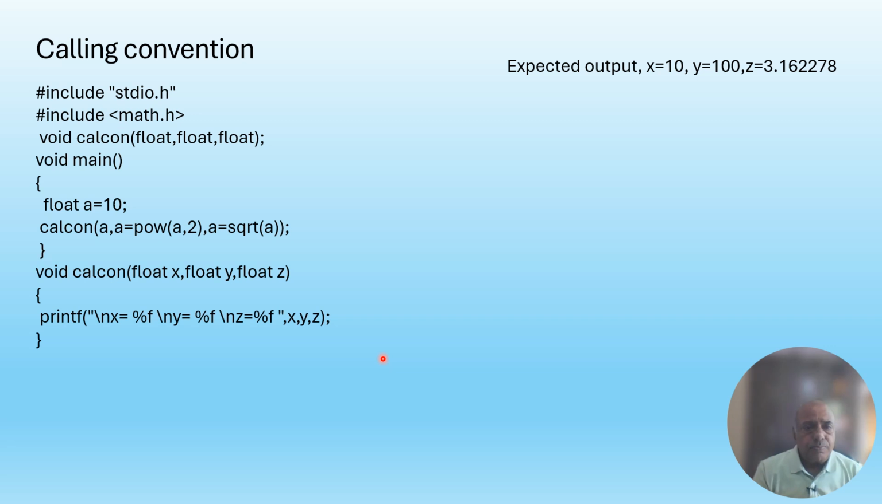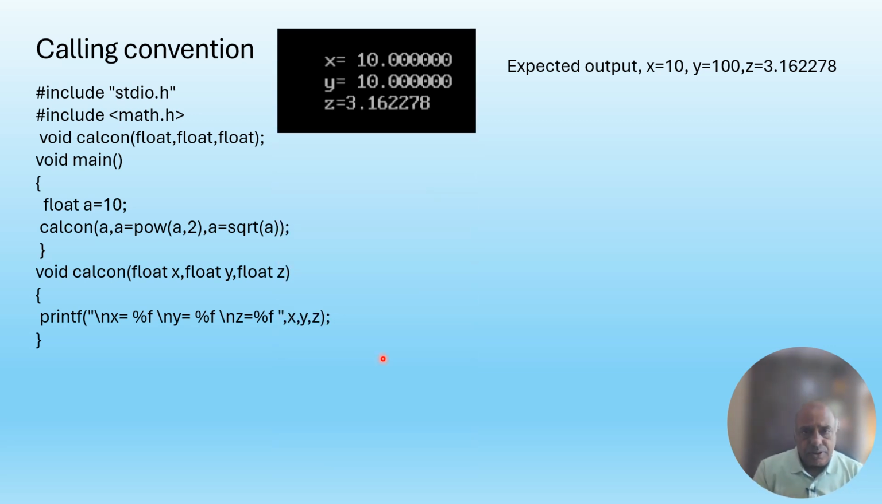Now what we expect will be the output from this program. My expected output is a is equal to 10, so x will be 10. A is equal to square of a, which is square of 10, which is 100. So y should have a value of 100, and z will have a value of square root of a, which is 3.16, and so on. When I ran this program, the screenshot shows that x is 10 as expected, y is 10 instead of 100, and z is 3.16. So what is the issue which caused the actual output to be different from the expected output?